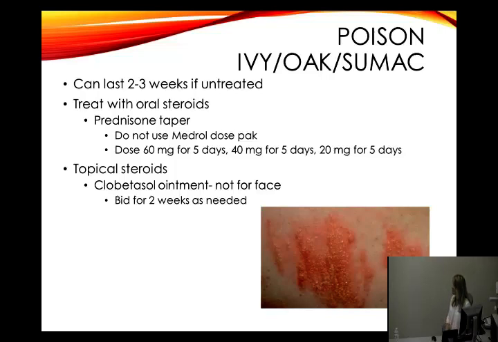One other thing is people will sometimes burn it in a bonfire, not realizing they have poison ivy in there, and I have seen somebody react on their face from that being burned, and it was a terrible reaction that she had.